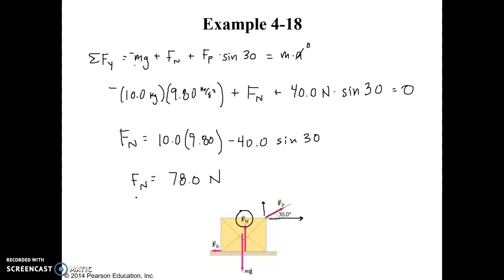Looks like I'm coming up on my 15-minute limit, so I'll stop right there and resume this example problem in the next video.